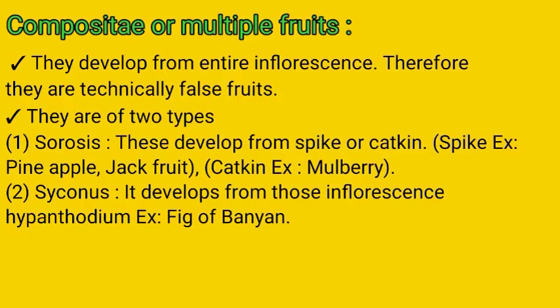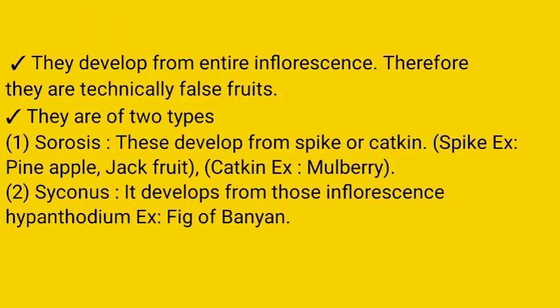Composite or multiple fruits. Composite or multiple fruits develop from the entire inflorescence. That's why these are technically called false fruits. These composite or multiple fruits are again classified into two types: sorosis and syconus. Number one, sorosis. In this type, the fruit develops from the entire spike or catkin inflorescence. Examples: pineapple and jackfruit developed from the entire spike inflorescence. Mulberry developed from the entire catkin inflorescence.